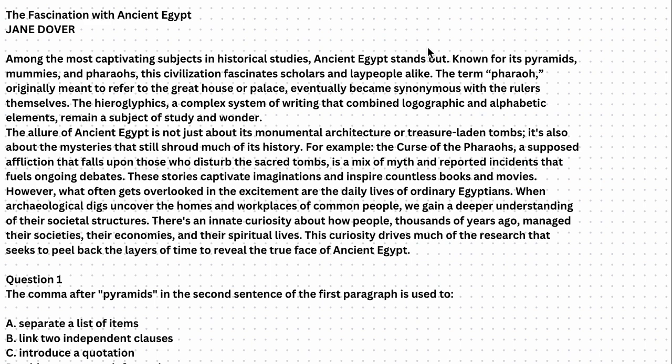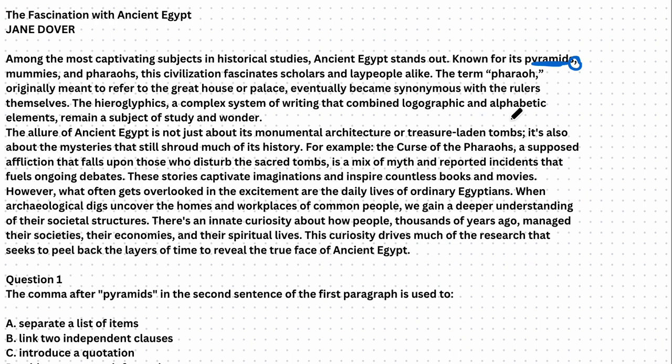Among the most captivating subjects in historical studies, ancient Egypt stands out, known for its pyramids, mummies, and pharaohs. Okay, so this is the comma that we're talking about. What does this comma tell us? It's known for its pyramids, mummies, and pharaohs.